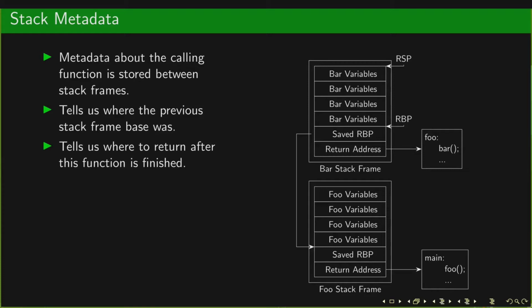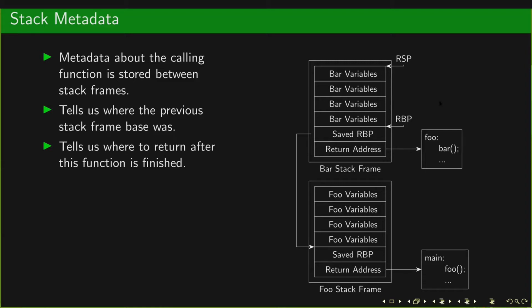Essentially, when you call another function, you need to keep track of where the stack frame for that caller function is, because you're now going to be keeping track of the stack frame of the callee function. So the saved RBP value just tells us where the previous stack frame used to be. And then we have this return address. This return address just tells us, hey, when this function's finished executing, you should continue executing here.